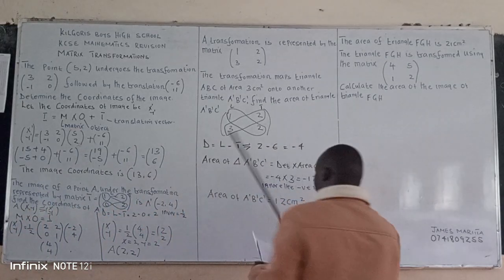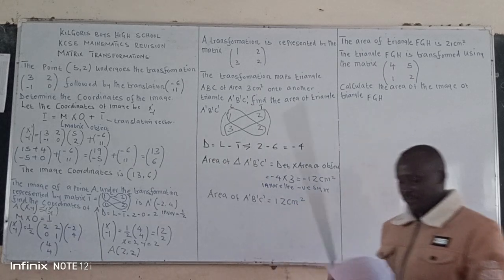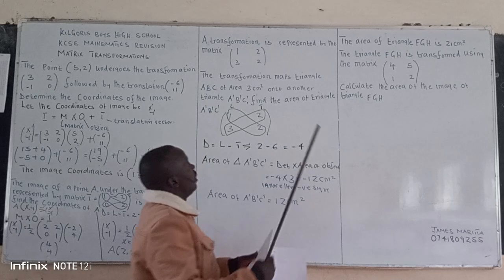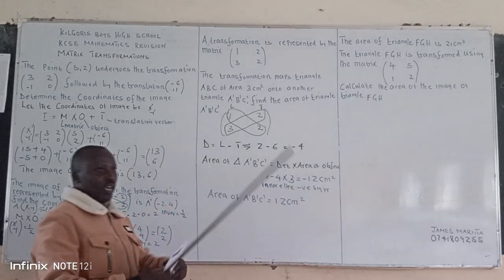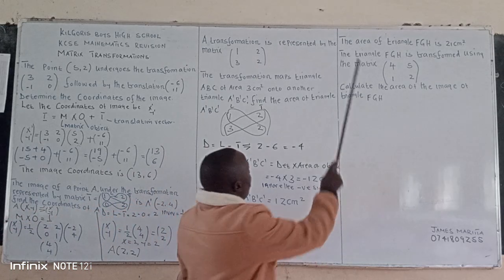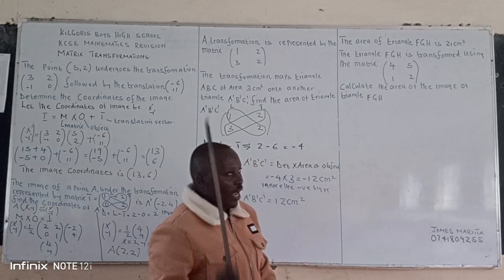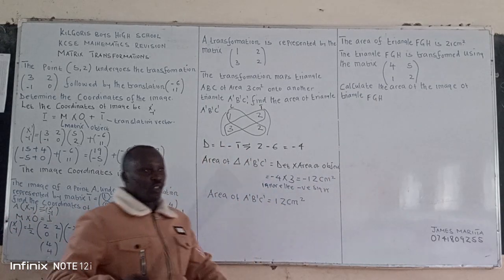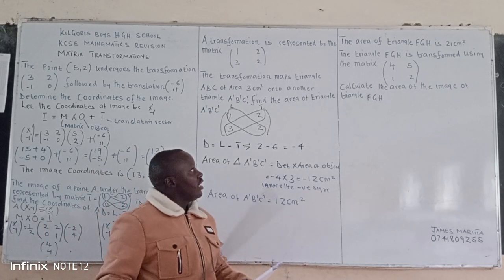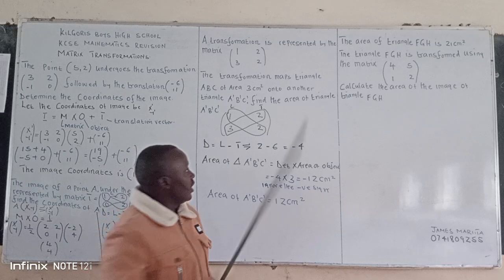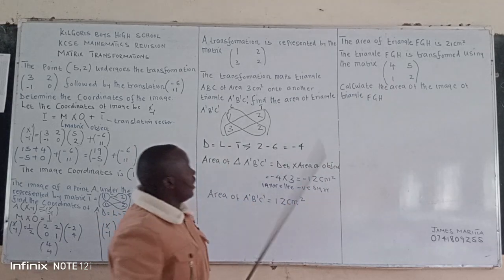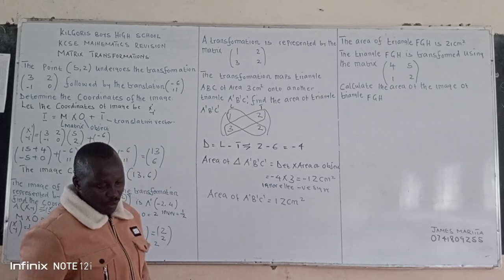We have the last part. Our last question is: the area of a triangle FGH is 21 square centimeters. The triangle FGH is transformed using the matrix 4, 5, 1, 2. Calculate the area of the image of that triangle.